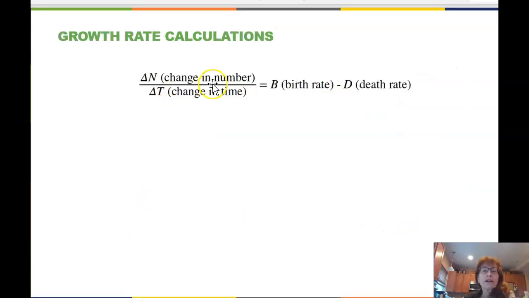There's a growth rate calculation, basically the simplest version, where we look at the change in the population number over time, which is related to the birth rate minus the death rate.